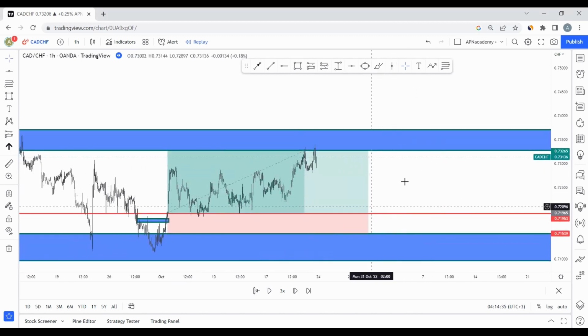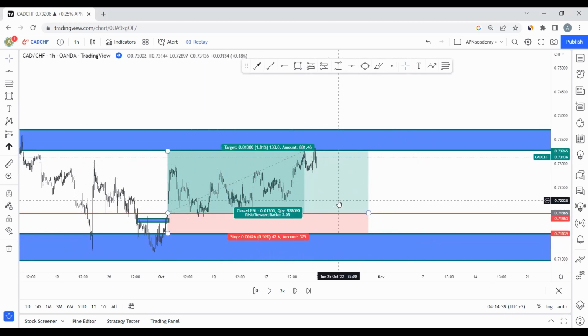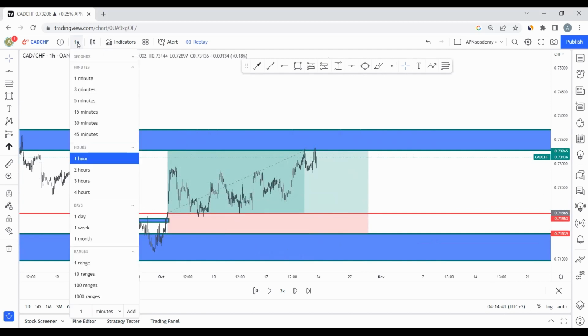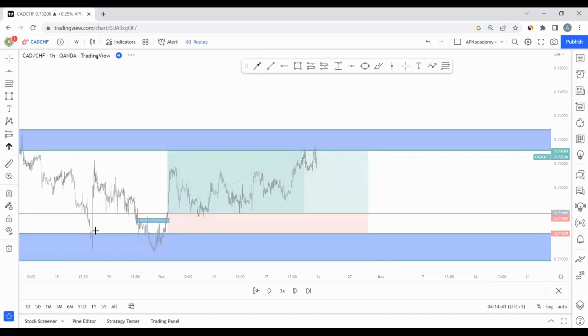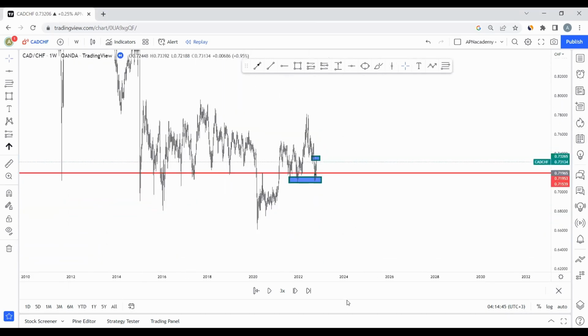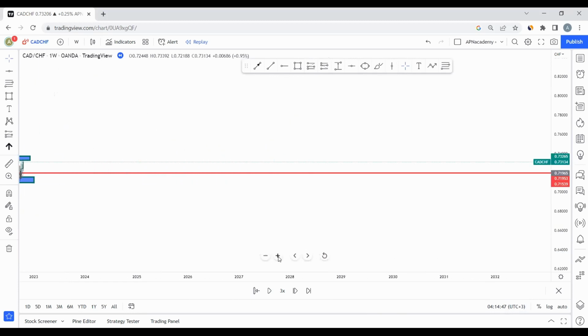So this trade hit our take profit, this one here. If you're trading the push up, you would have already hit your target, right? If you go back to the weekly time frame from where we got our structure, you'll be able to observe that the market came back and gave you that retest there, right?